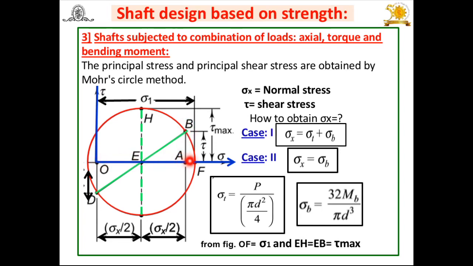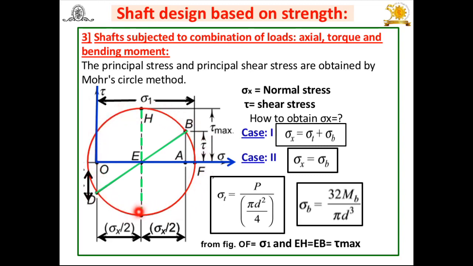how to construct the circle? Sigma x is the normal stress. So what you have to do is join B and D. After joining B and D, it intersects this axis at point E. You will get the center. EB is the radius. Draw the circle here. This is the red circle.